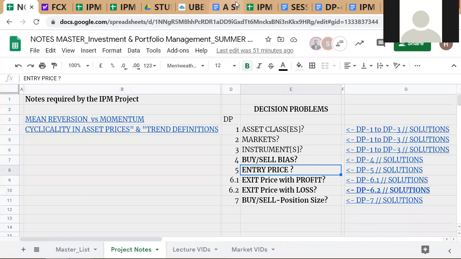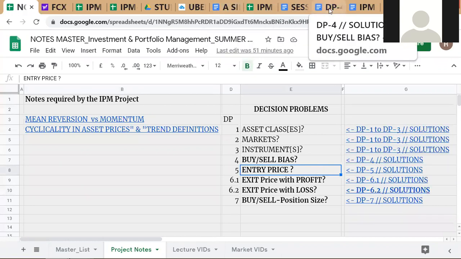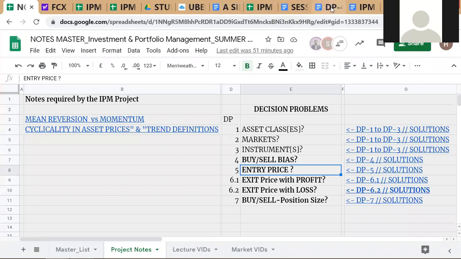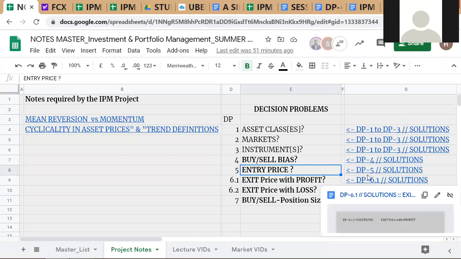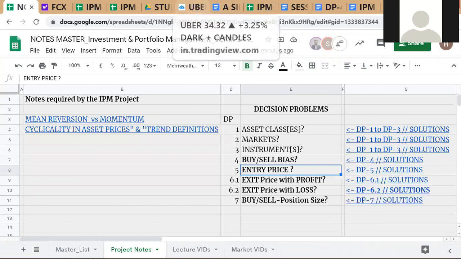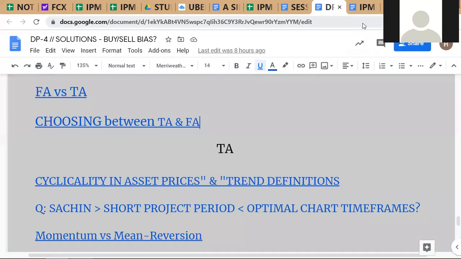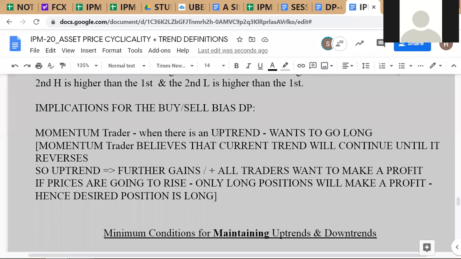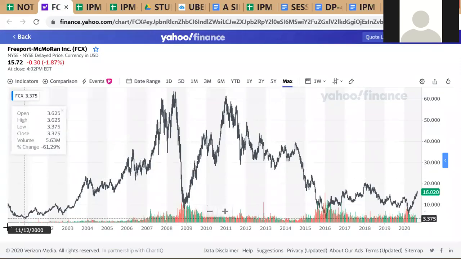When we talk about the three different order types, you will see one of the order types is the stop order, and then you'll understand why stop orders are used to enter positions, and this logic will come into play. So the point to understand here is that if you're a momentum trader, you're waiting and watching.